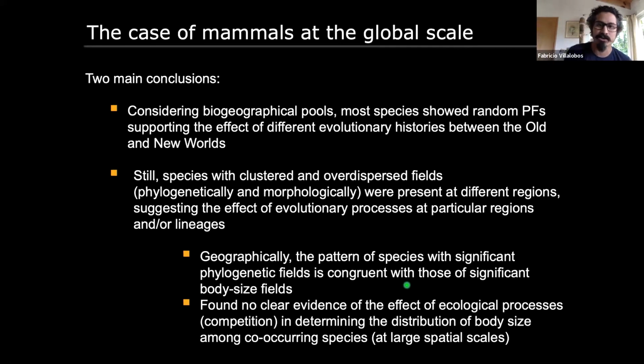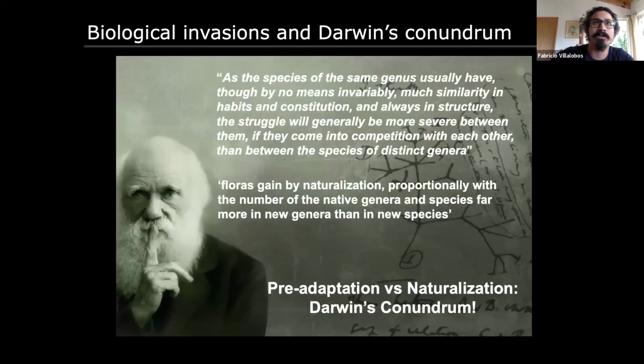And just as another example of how we can use this idea of the species fields or the phylogenetic fields to study other aspects of biological patterns: for example, in terms of biological invasions and something known as Darwin's conundrum, which is the idea that Darwin had that exotic species, to invade a particular native community, have to be similar to those natives, right? So that's the pre-adaptation hypothesis, that you have some characters or some traits that allow you to be introduced into a particular native community.